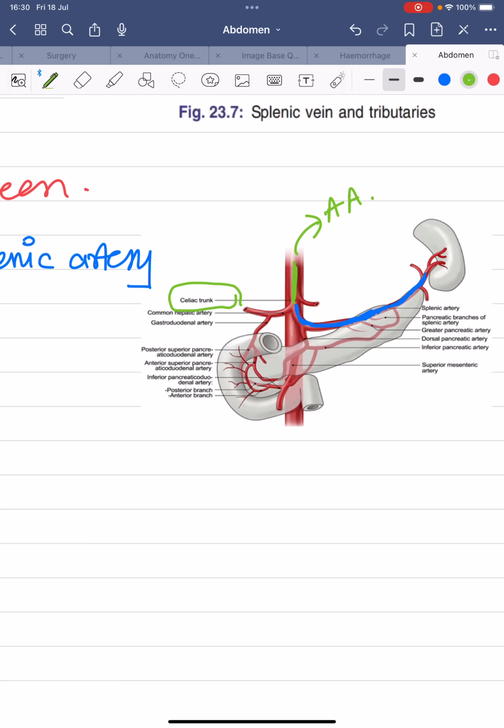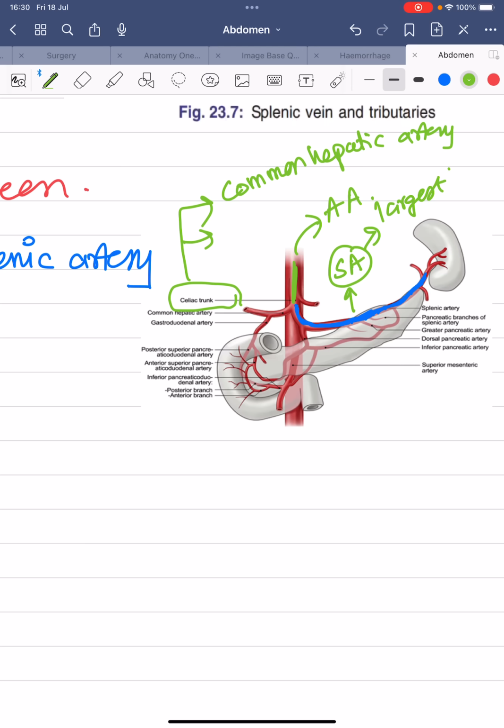Common hepatic artery. Number two, the largest one, that is the splenic artery. Please remember, the splenic artery is the largest branch of the celiac trunk. And then one more artery, your left gastric artery. These are the three branches of your celiac trunk. The celiac trunk gives the splenic artery, which gives blood supply to the spleen.